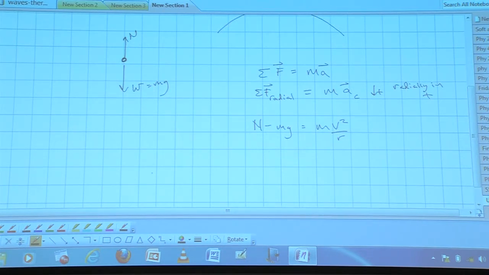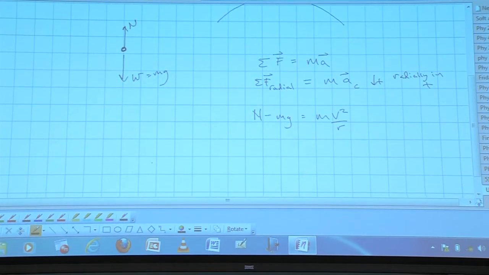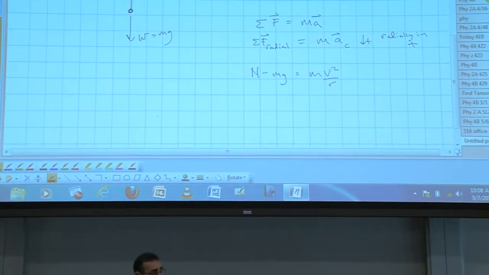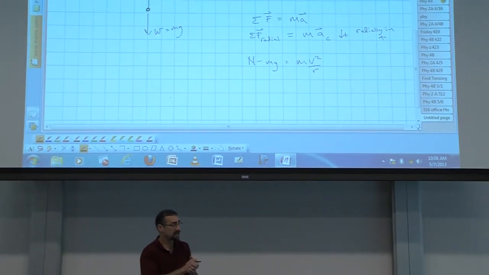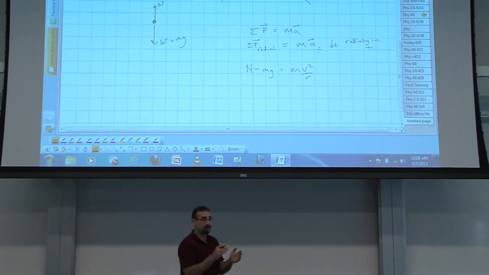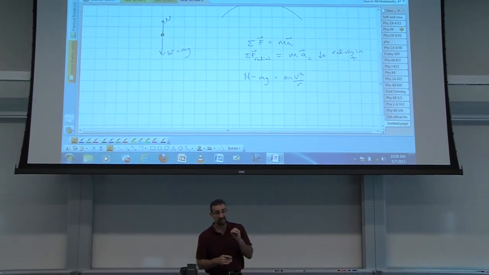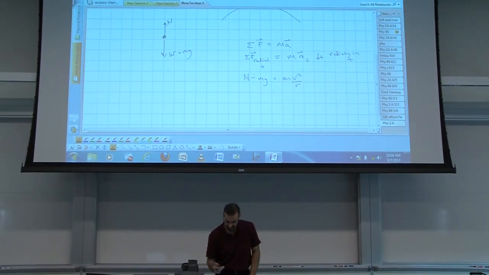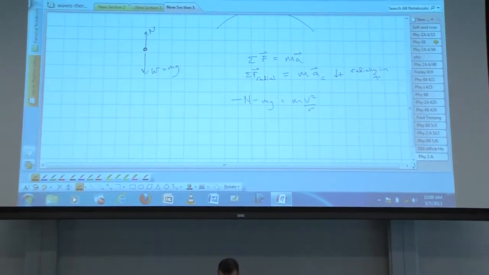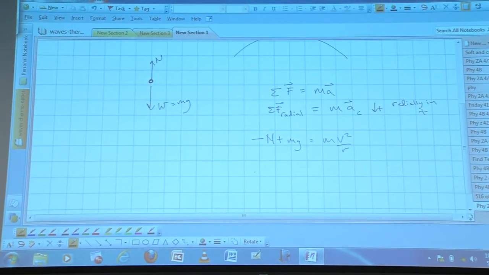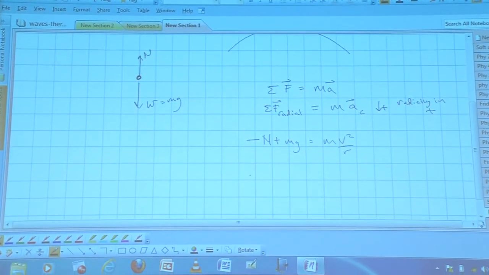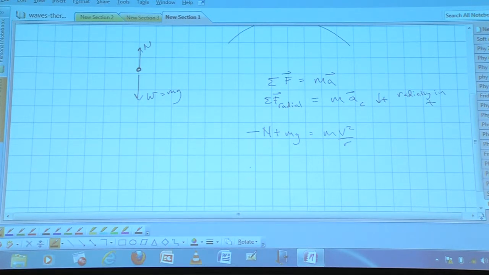So the only tricky part here is, what does it mean when we say the car just loses contact with the road? How fast can it go such that it just maintains contact with the road? That's the point where N goes to zero. N is positive, so I have a negative normal force and a positive weight, right? Why do I pick N as positive, radially inward? So my acceleration is positive and I don't miss a minus sign later on.